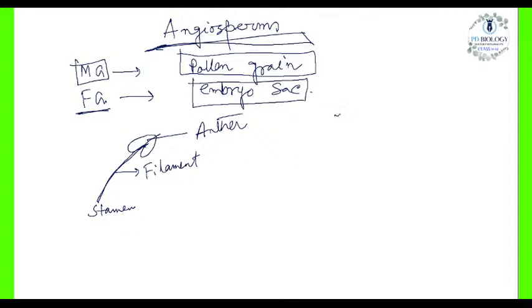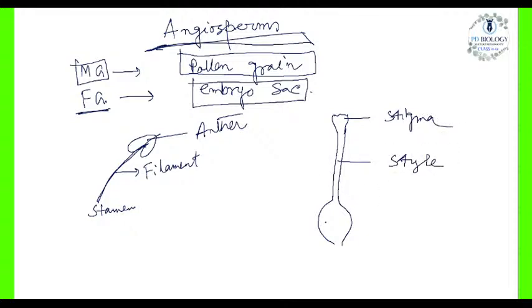And the female part is formed of stigma, style and ovary. The stigma, style and ovary. So that is the pistil or the carpel.